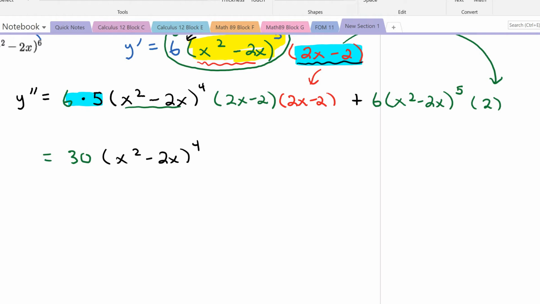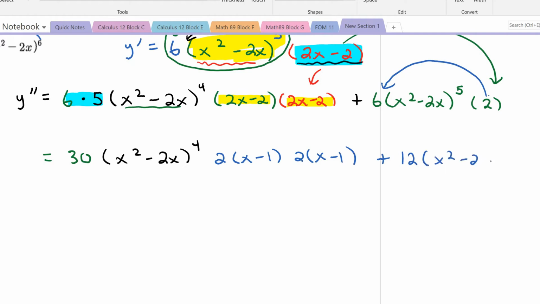Now over here, I'm going to highlight the next parts in yellow. This part here and that part there, you can factor out a 2 on each of those terms. So that will be (x minus 1), and then 2 times (x minus 1). And then on the second term, this 2 can times with the 6, giving you 12. That would be 12 bracket (x squared minus 2x) to the power of 5.